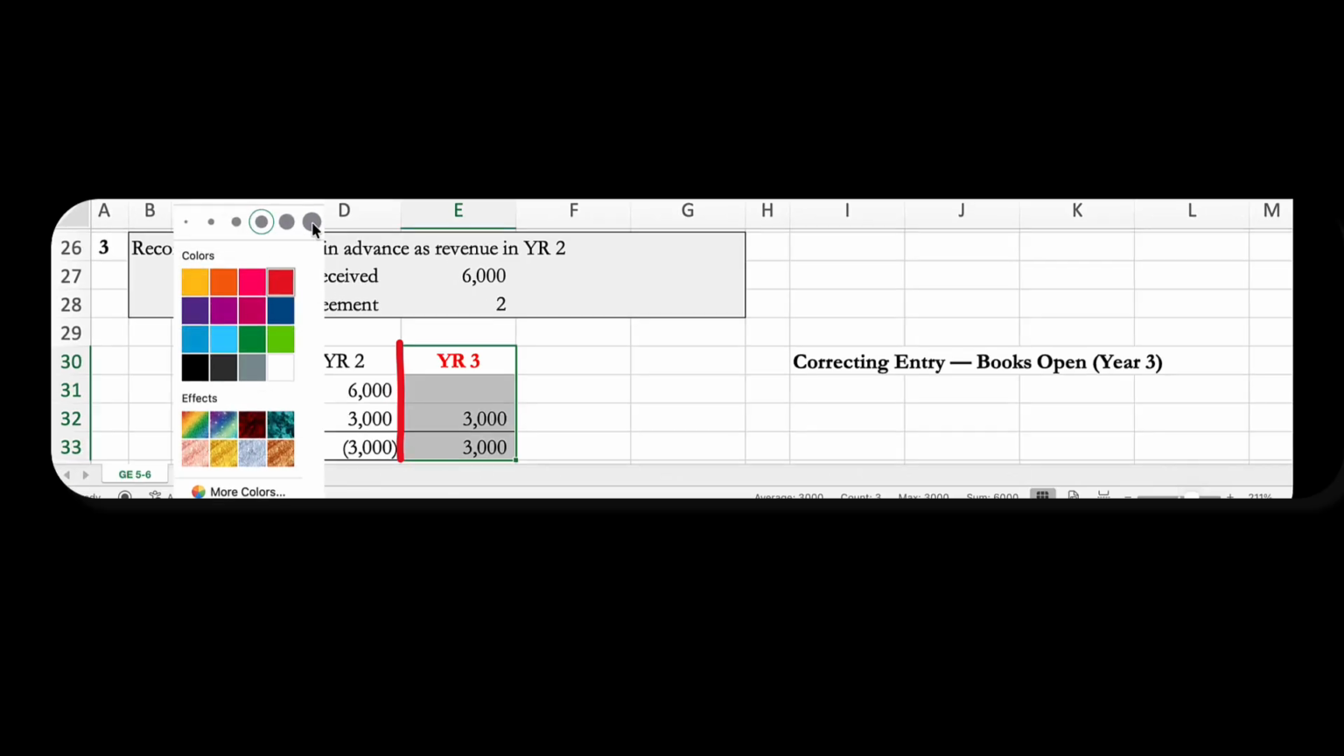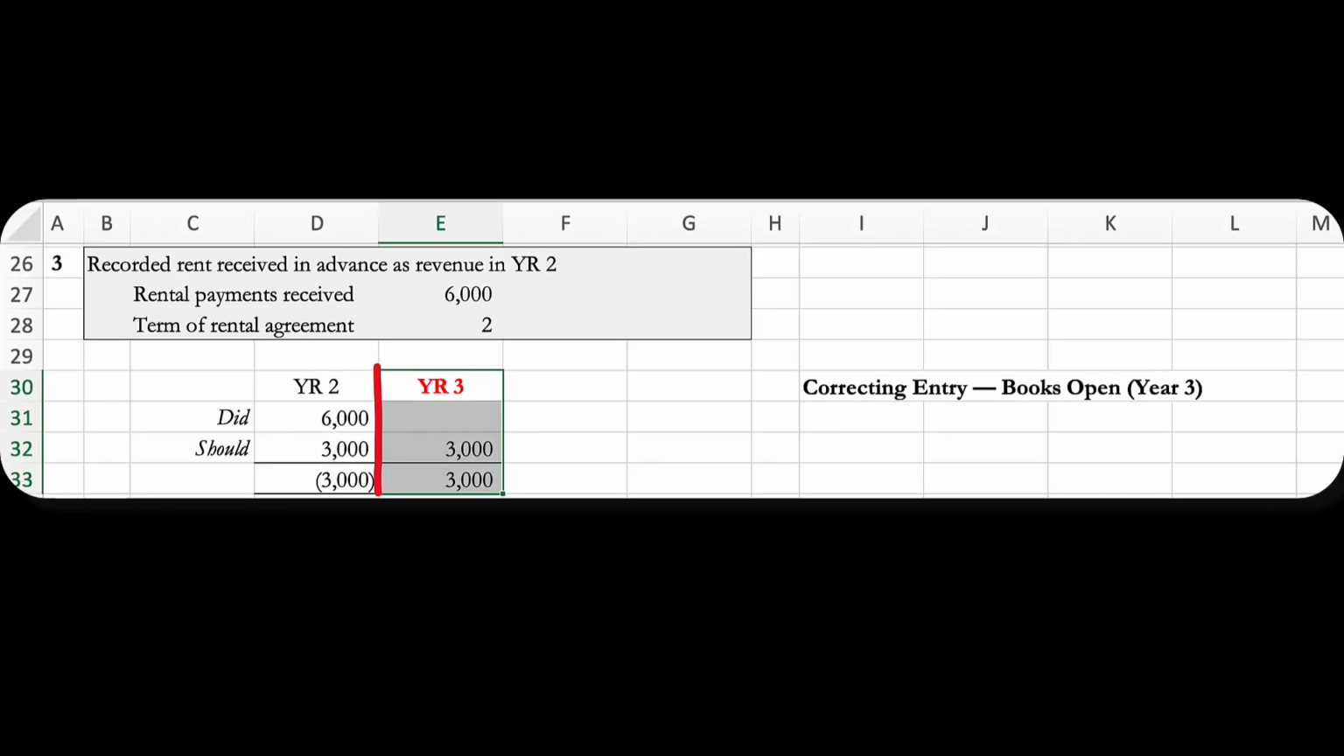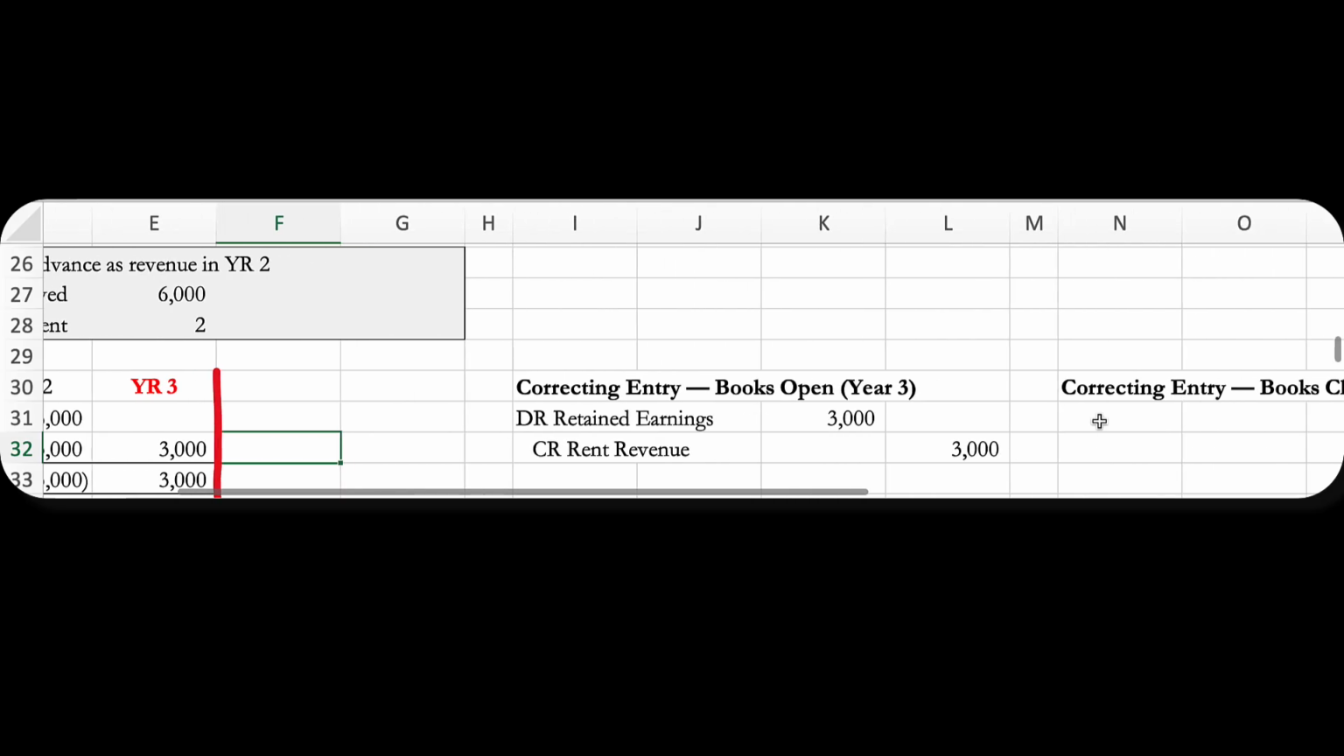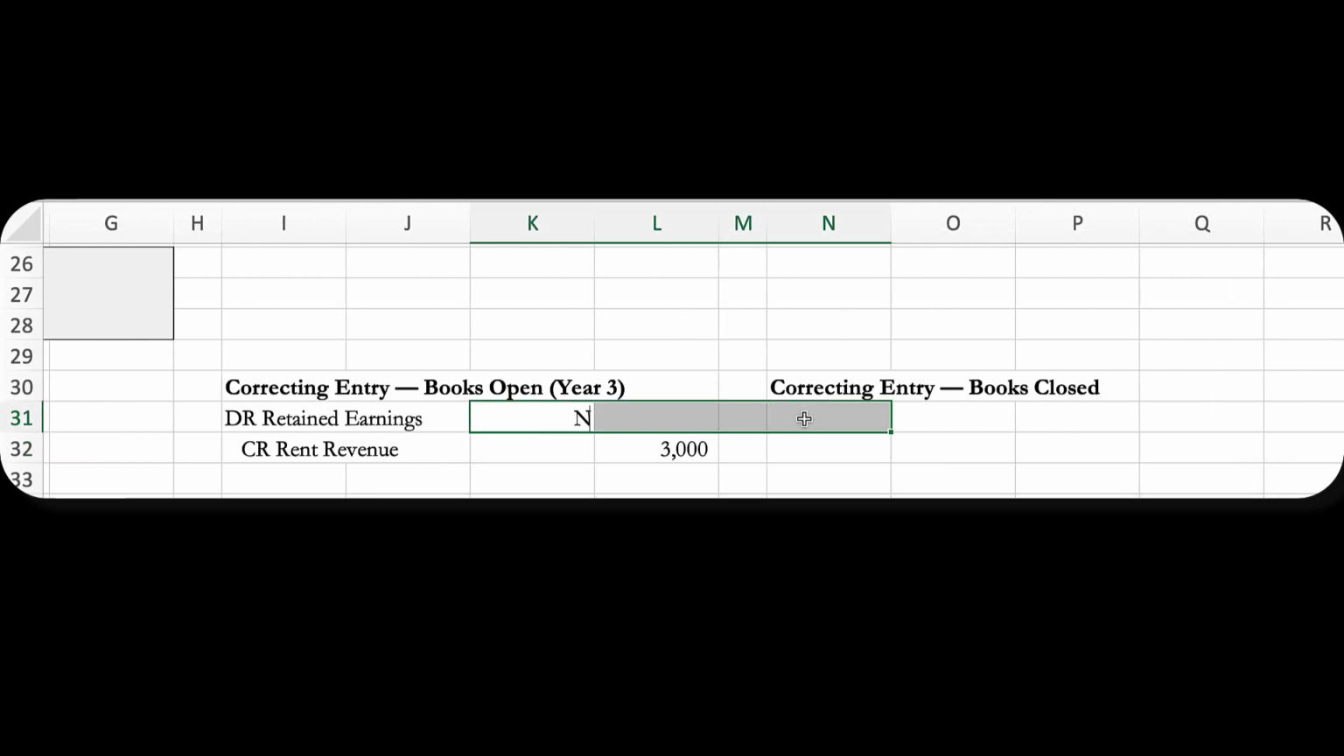And I need to fix retained earnings and rent revenue. So I'm going to go ahead and debit retained earnings. And I know that it's a debit because that is a negative number to the left of that line. I need to subtract out $3,000. And I know I also, to the right of the line or in the column for year 3, I need to recognize $3,000 of income. So I'm going to credit rent revenue for $3,000. And so it does help to know what's going on here, what the journal entry should have looked like, and what accounts would be affected. But notice that if the books are closed, to the left of this line, everything sums to 0. So if the books are closed, no entry is needed. The error has been counterbalanced.